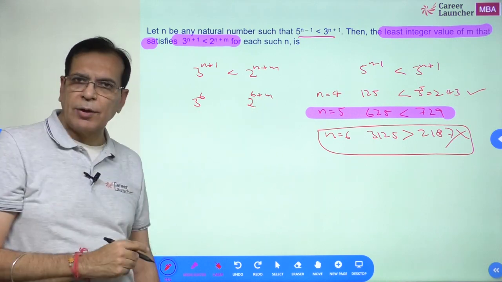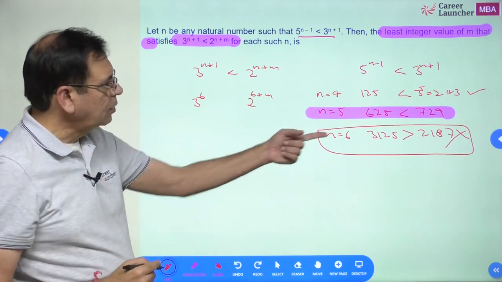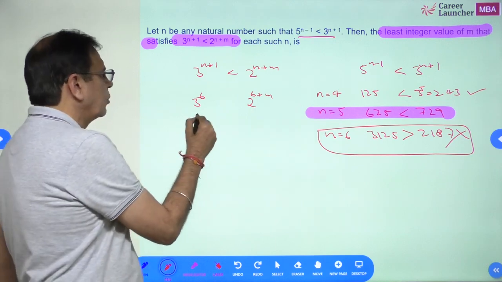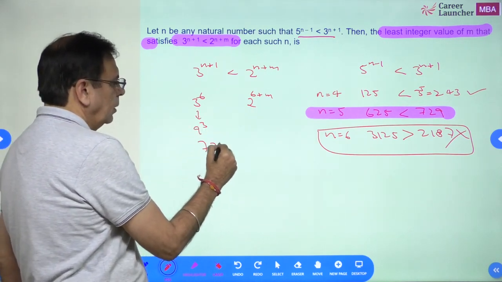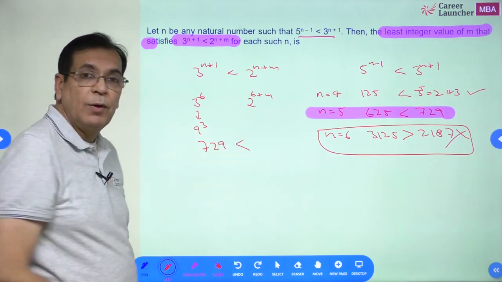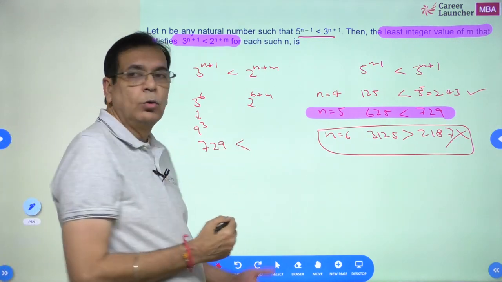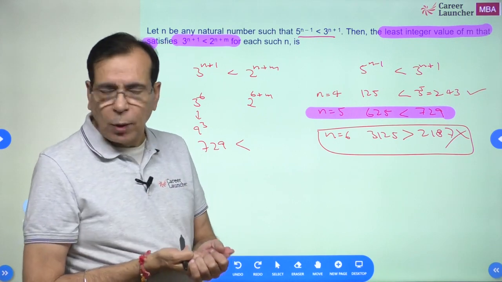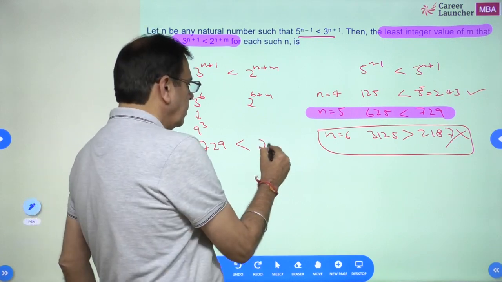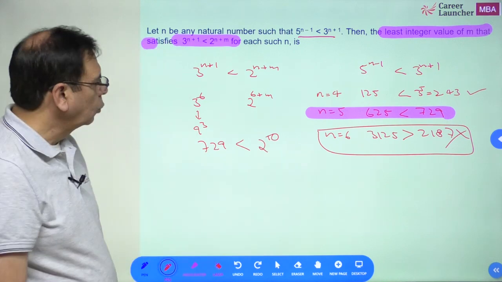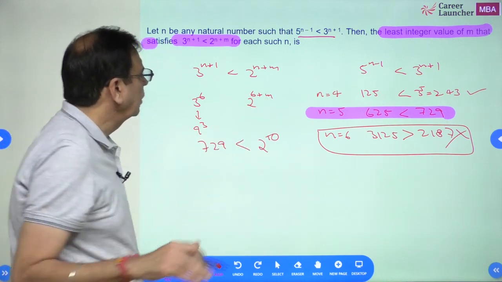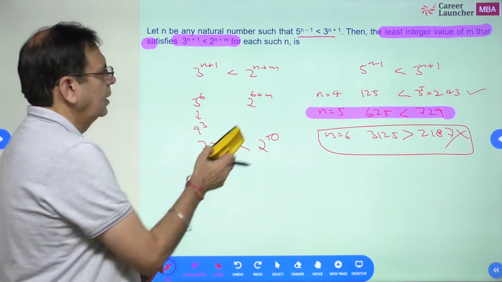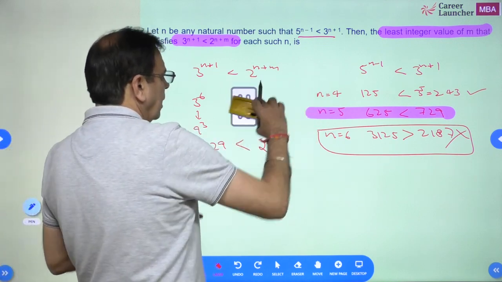But what is 3 to power 6? 3 to power 6 is nothing but 9 cube, which is equal to 729. So 729 is less than which power of 2? 2 to power 9 is 512. 2 to power 10 is 1024. So that means, okay, sorry, n equal to 5 डाला था ना हमने, n equal to 5 है, ये गलत लिख दिया मैंने, हाँ.